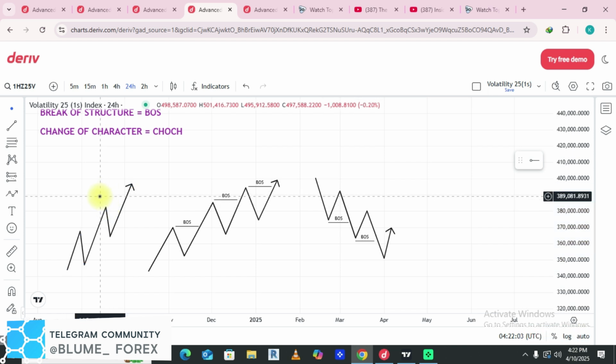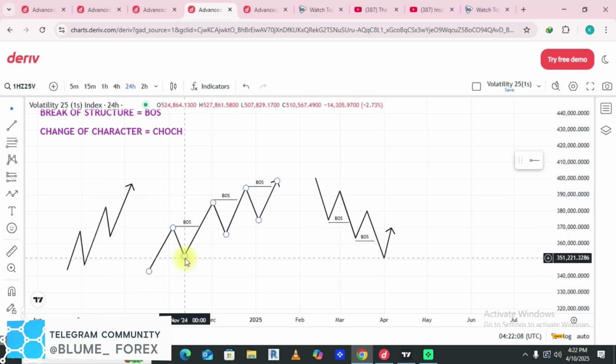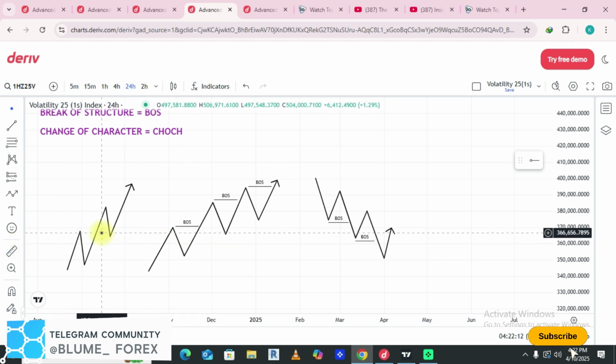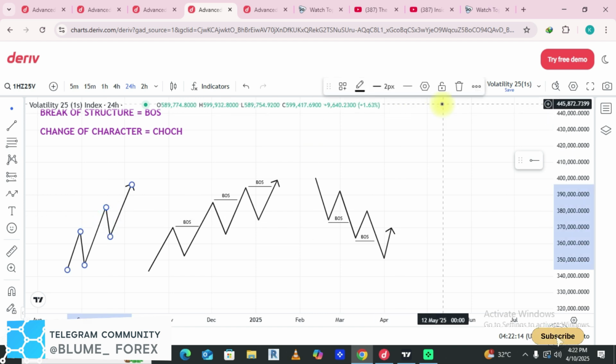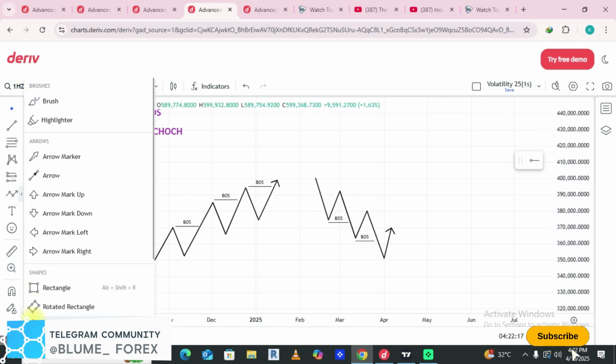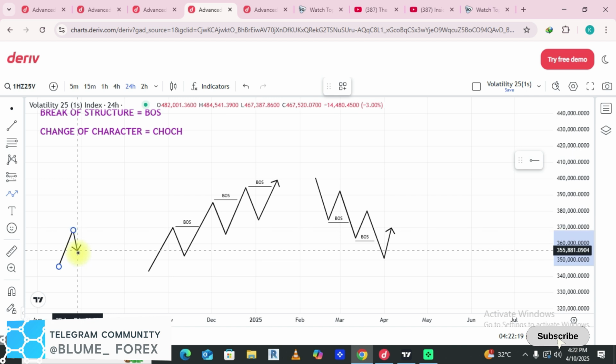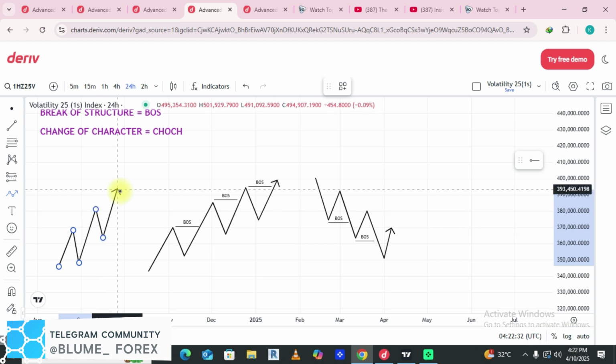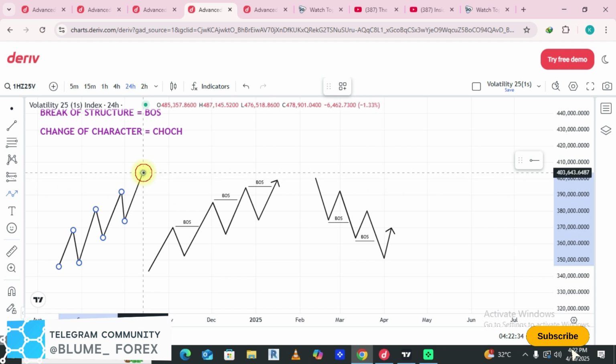So in an uptrend market, we form a series of higher highs and higher lows. And then if a higher low succeeds in taking out a high, breaking above the high, we call it break of structure. So higher high, higher low. Now once this higher low succeeds in breaking above this high to create a new high, we call it break of structure.